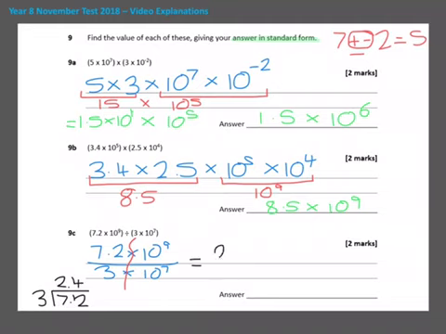So now we know the first part of our answer is going to be 2.4, and it's times 10 to the power of something. And then we're looking at the powers here. It's a division, so it's 9 subtract the power of 7, 9 take away 7 is 2. So therefore our final answer is 2.4 times 10 to the power of 2, which is perfectly in standard form already.